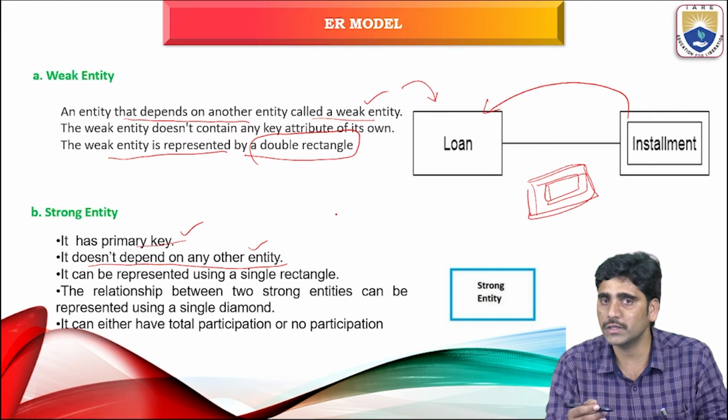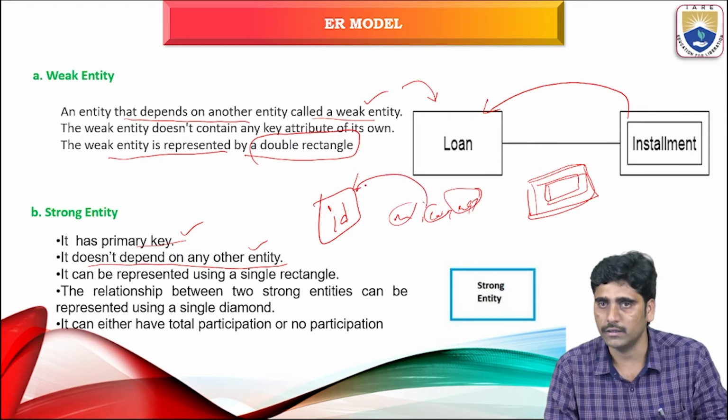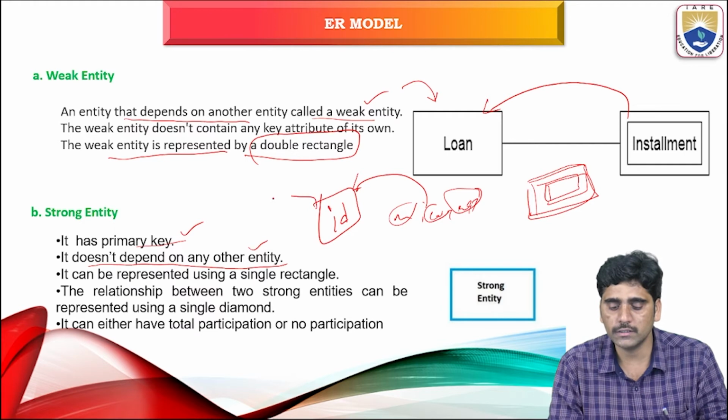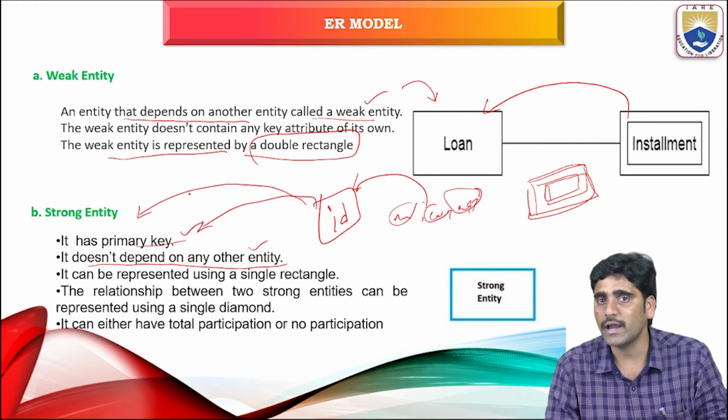Suppose you take a student or college. The ID is the main strong entity because the phone number, age and everything else will have to be inserted based on this ID. Because of that, ID is said to be the primary key as well as a strong entity.